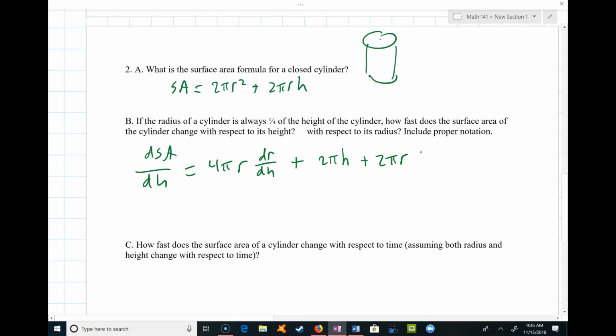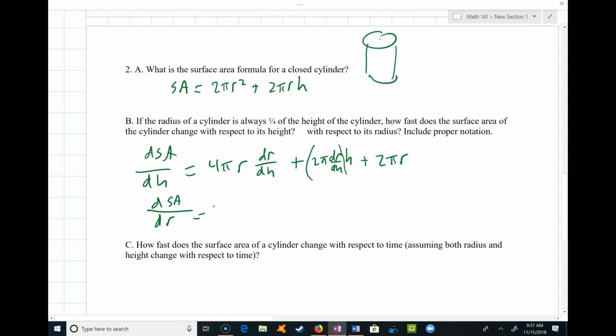So is this true? Is this the derivative of the surface area with respect to height? Do you agree with that? Yeah? Okay. How about with respect to radius? Wouldn't we need a dr over dh? Oh, yes. The product property. Oh, my goodness. That's embarrassing. 2 pi dr dh times h. Thank you. Nice job. Good. Thank you for disagreeing with me.